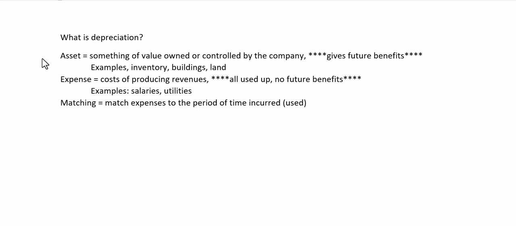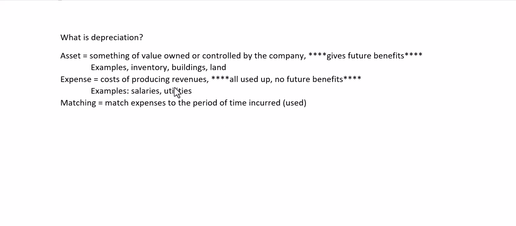I'm going to define 2 of them. The 2 of them, assets and expenses, can be confusing because they're both things that we spend money on. In accounting, an asset is something of value owned or controlled by the company, and what is super important is that an asset gives you future benefits. It can be used in the future to produce revenue. Examples of that are inventory, buildings, and land. All of them last well beyond the current accounting period and can be used in the future.